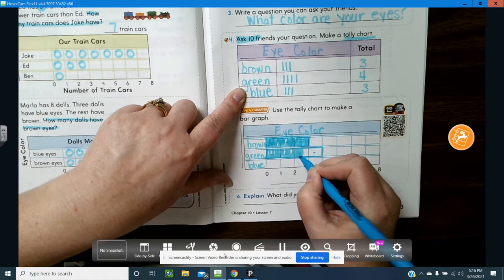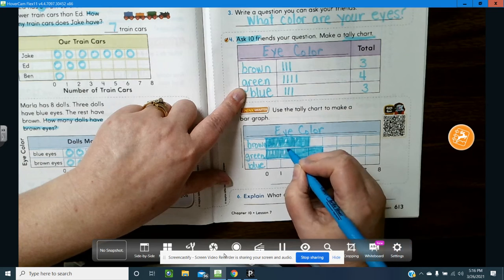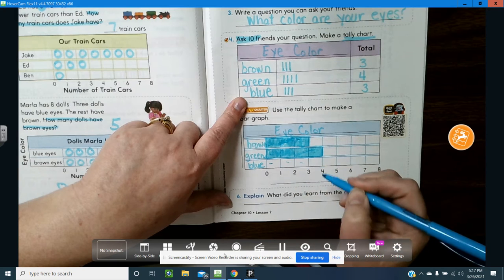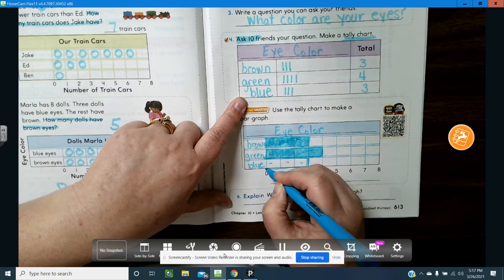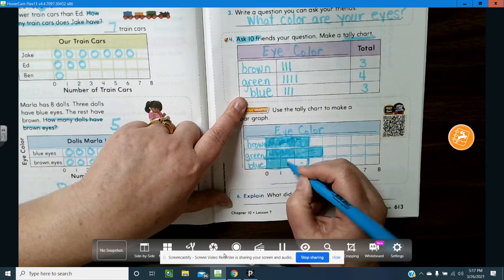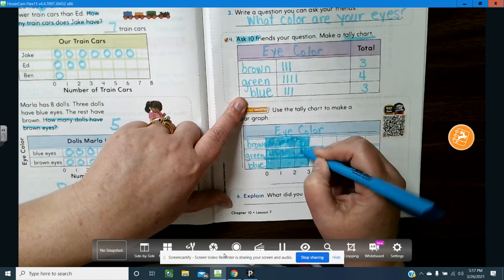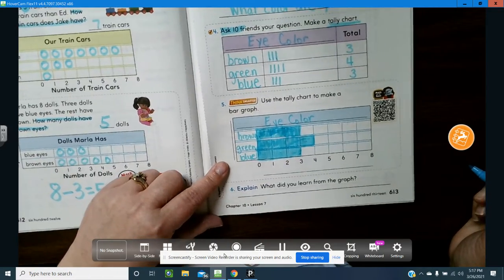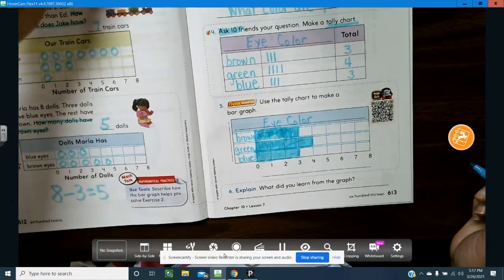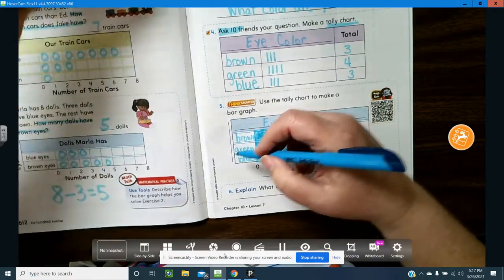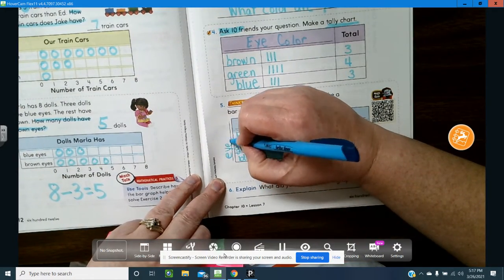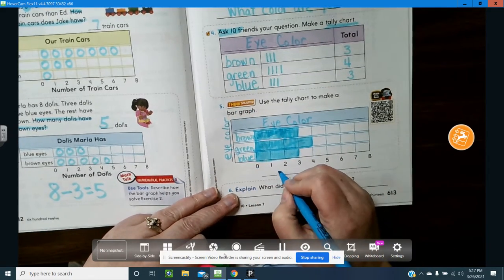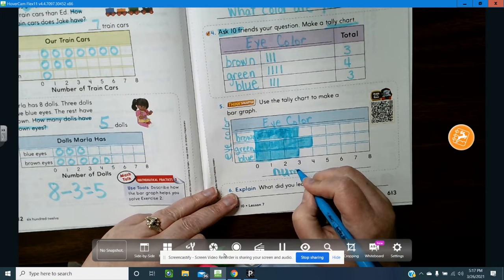Now, boys and girls, don't forget you can turn this video off and take your time to color. The blue has 3. 1, 2, 3. Miss Hufford's kind of coloring fast, but you can always stop the video and make yours look nice and pretty. All right. So down here on this side, we would put eye color because that's the label that's going on this side, brown, green, blue. And this would be number of students.